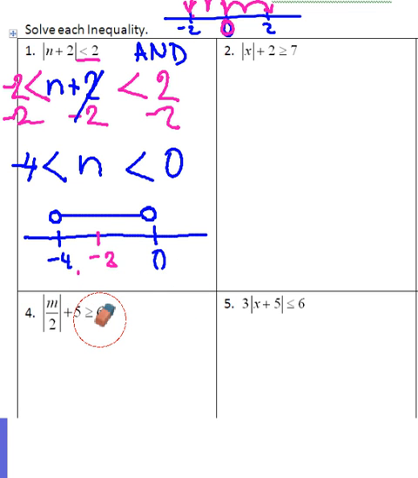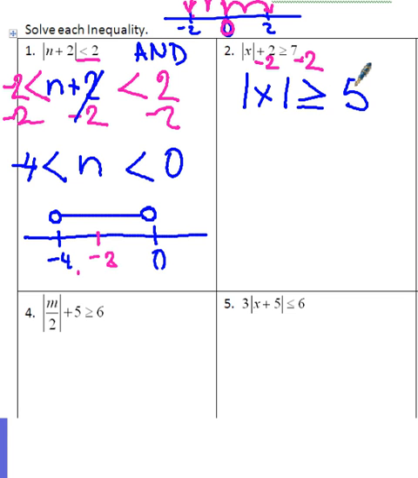This is an important thing. Next, let's do problem number 2. I told you we will want to have the absolute value by itself. How do we do that? By inverse operation. Instead of adding, we will be subtracting, and we end up with absolute value of x is greater or equal to 5. Now, is this an AND or an OR statement?